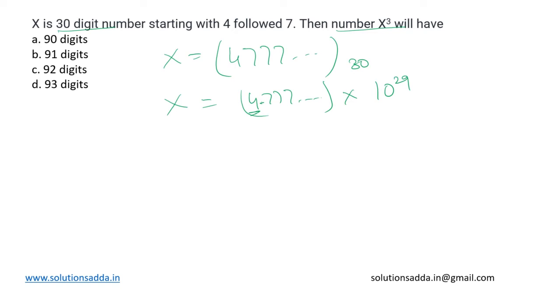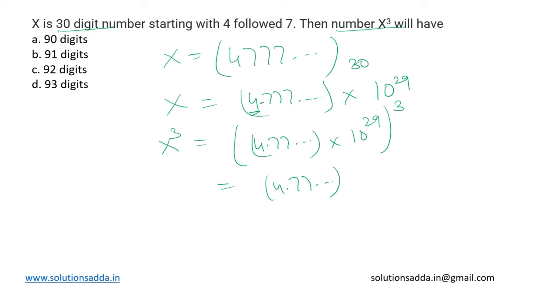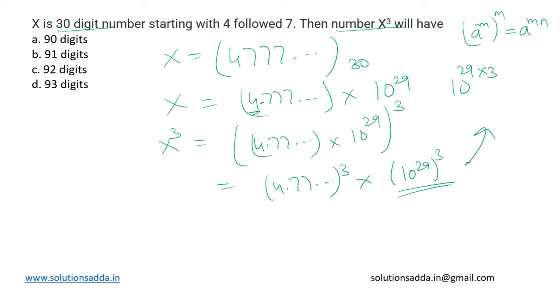Now if this is x, then what will x cube be? Taking cube on both the sides, I'll get this 4.77 thing into 10 to the power 29, this whole thing cubed. Now I can distribute this cube to both of them, so that will be 4.77 cubed into 10 to the power 29 cubed. And what is that? This thing will actually become 10 to the power 29 into 3, because a raised to m, raised to n evaluates to a raised to m into n. So this will be 10 to the power 87.